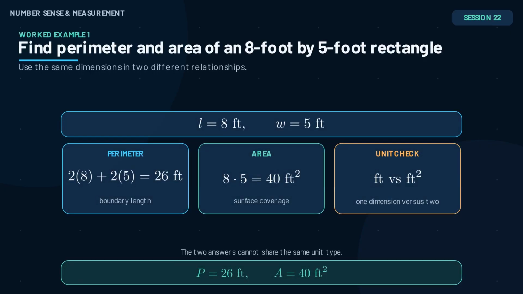A rectangle is 8 feet long and 5 feet wide. Perimeter is 2 times length plus 2 times width. 16 plus 10 equals 26 feet. Area is length times width. 8 times 5 equals 40 square feet. The units distinguish boundary from coverage.